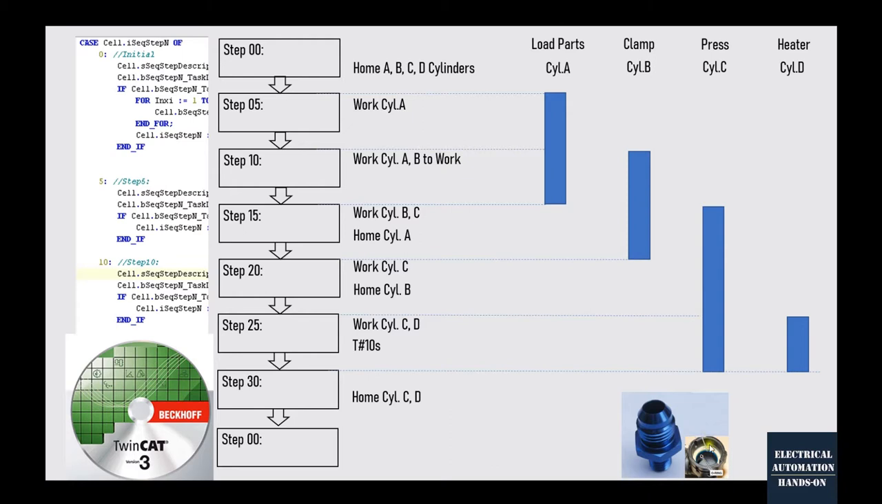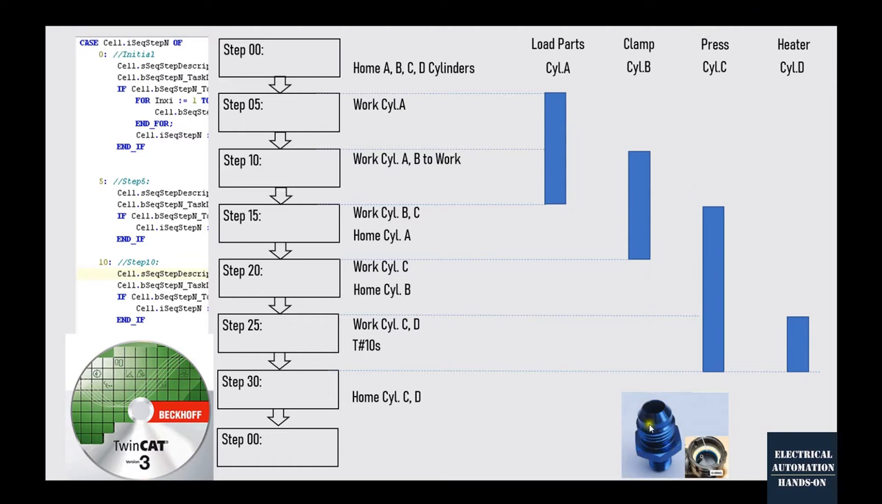Cylinder A will load the part into this quick connector, for example, the O-ring or retainer. And the next step, clamp B will close, which is used to hold the part. After clamp B holds the part, cylinder C will start to press, coming down. That is step 15.